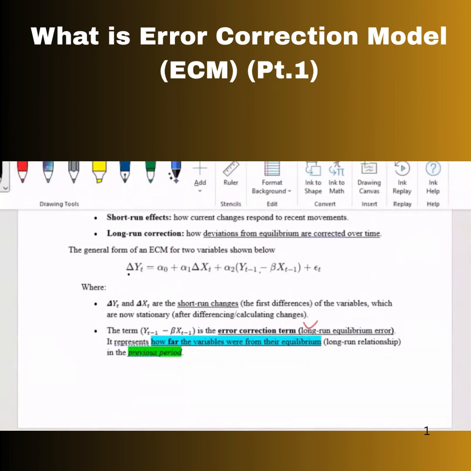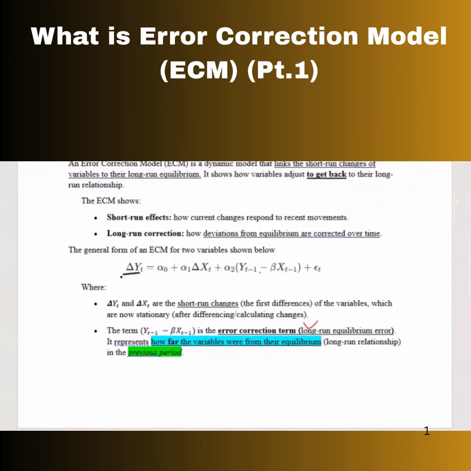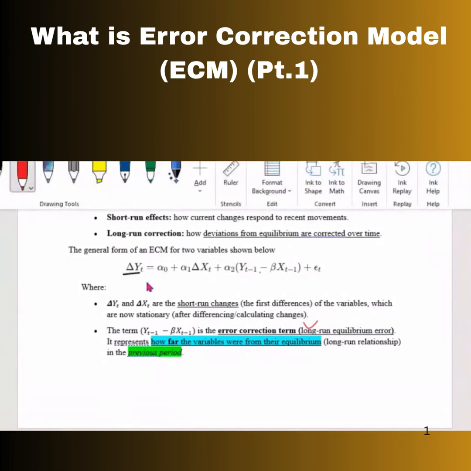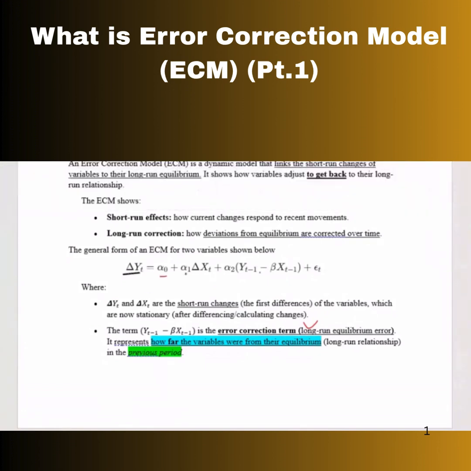So we have the change in y. Change in y is given by alpha naught plus alpha 1 change in x plus alpha 2 (y t minus 1 minus beta x t minus 1) plus the error term. So we obviously know that this one is change in y. This delta means change in y. Then this delta means change in x at t. And this t means it is the current period, t. In this case, it could be 2025.